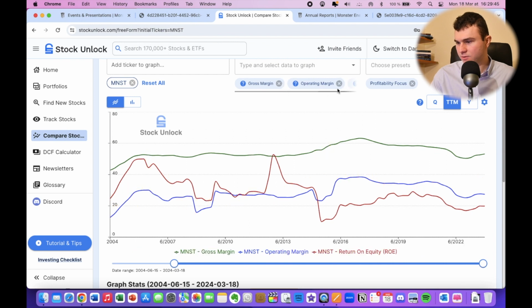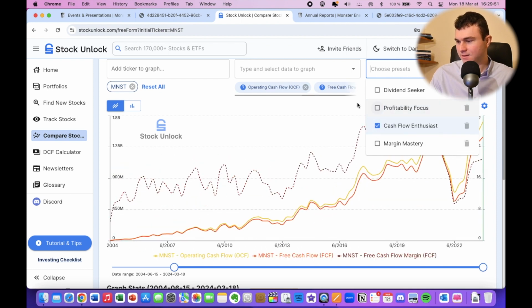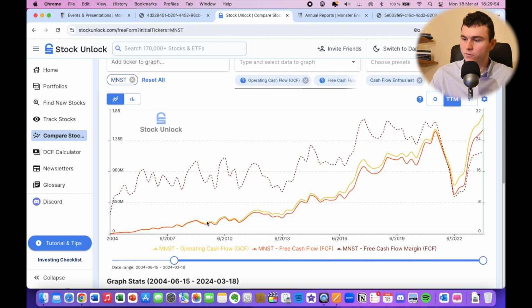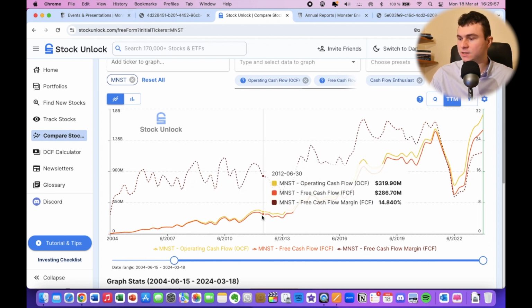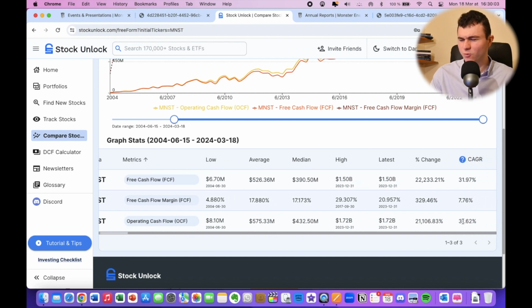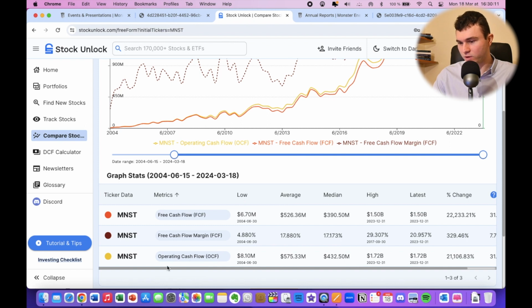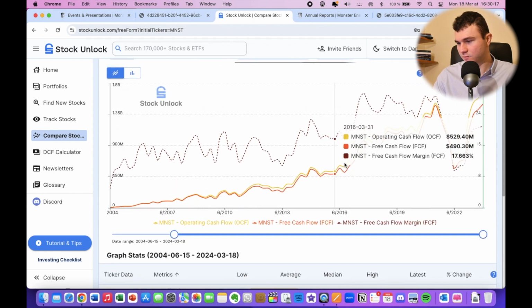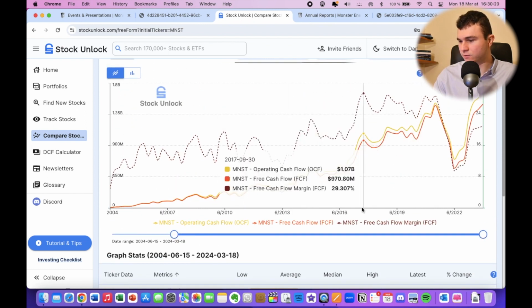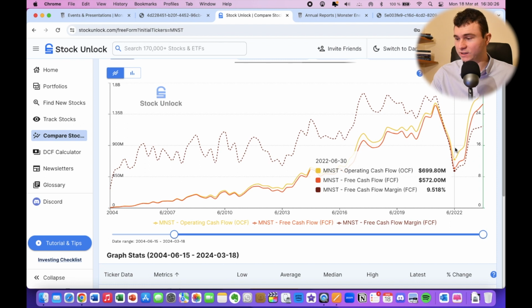Let's remove the PE ratio and look at other presets. Cash flow enthusiast. Here, the operating cash flow over time is growing, so the company generates a lot of cash. This operating cash flow growth has been 32% per year, which is insanely good. Free cash flow is also growing at 32%. Operating cash flow follows the free cash flow. You have some drop in 2022. This raises another question. What happened in 2022?